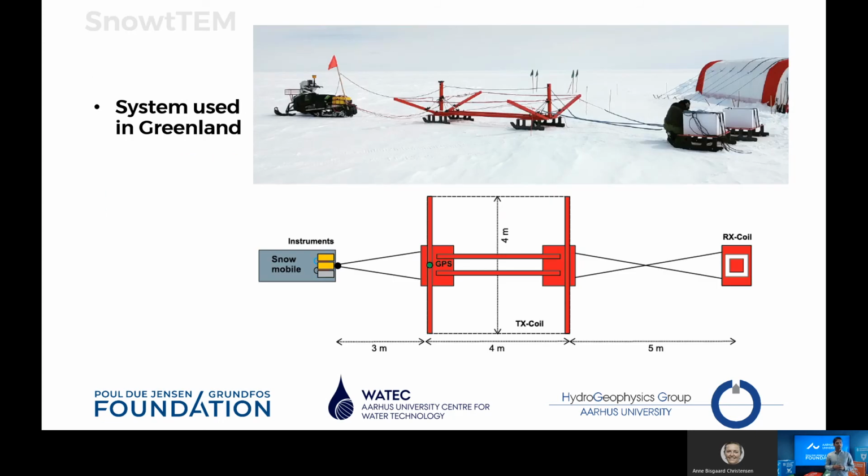This is our system called SnowTEM. This was designed to find a missing engine piece in Greenland. This is the layout of the system we deployed there. But this system can be used for mapping permafrost easily.